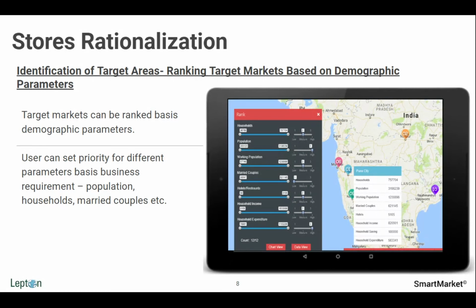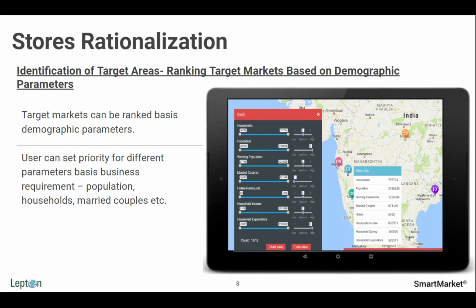Smart Market is a very dynamic platform wherein I have the liberty to provide weightage to different business parameters. When I say business parameters, it could be demographic parameters. Within demographics, it could be population, the number of people in the age group of, let's say, 15 to 35, the number of people in the age group of 35 to 50, and so on. Another could be the number of married couples, the number of restaurants, important business units, or the household income affluence factor. All these parameters can be given weightage.